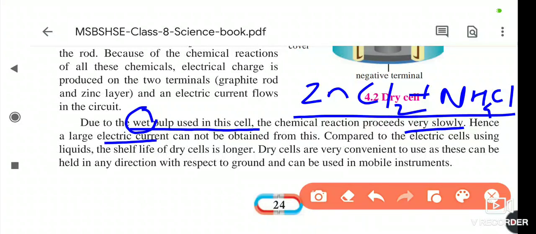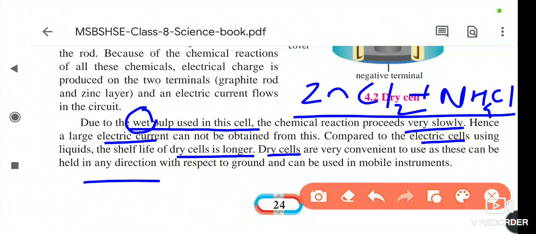Compared to an electric cell using liquid, the shelf life of the dry cell is longer. Dry cells are very convenient to use. We can carry them anywhere, and they can be held in any direction. We can hold them in any possible direction.